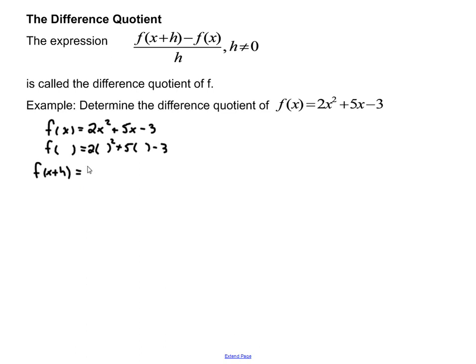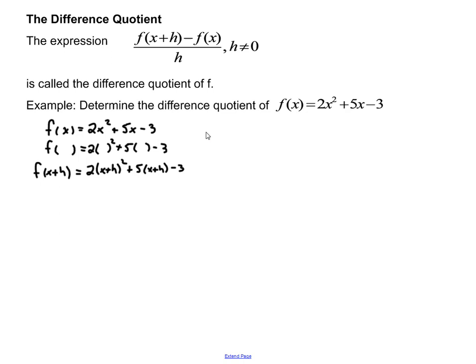So what would f of the quantity x plus h possibly mean? Well, in this case, it means that we're going to substitute in the quantity x plus h for x anywhere we see it within the function. And then we're going to simplify this piece of the function.